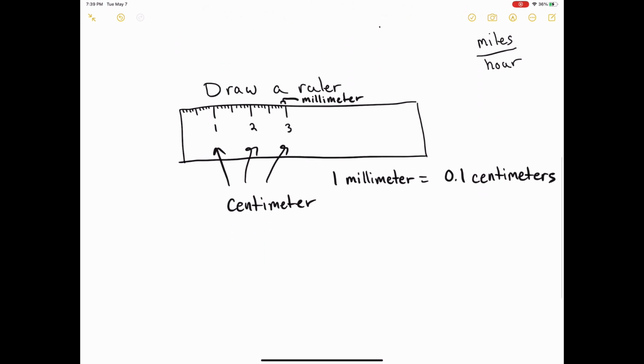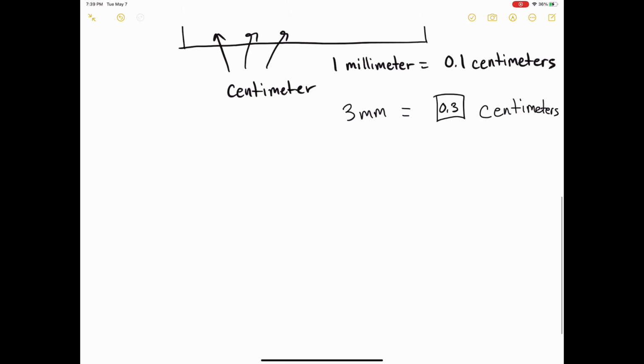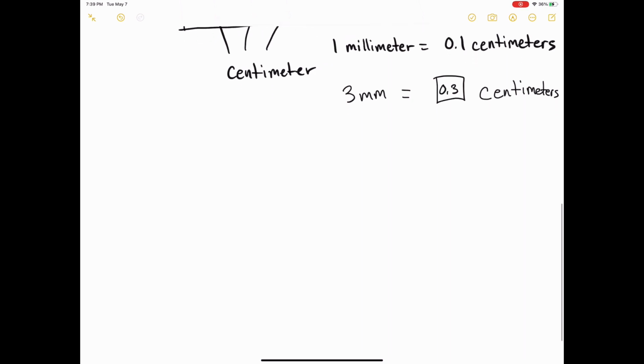Now it's time for a math problem. If we have something which is 3 mm long, how many centimeters is that? 1 millimeter is 0.1 centimeters. Put down what you think 3 millimeters is in centimeters. Make a guess. Are you right? I hope so. 3 millimeters is 0.3 centimeters.